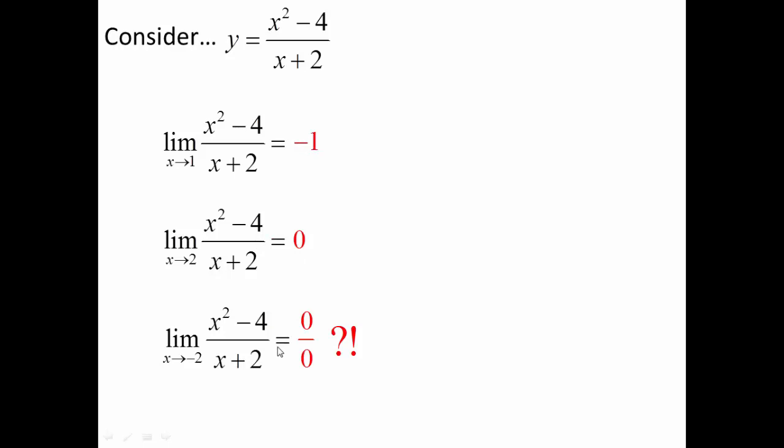And undefined implies that the answer should be D and E. So which rule do I use? Do I use the rule that leads me to an answer of 1? Or do I use the rule that leads me to an answer of D and E? And the correct answer is neither. 0 over 0 is what's known as indeterminate form. Indeterminate in that the answer is not yet determinable. When I see 0 over 0, do not stop. We need to investigate further using more advanced techniques.